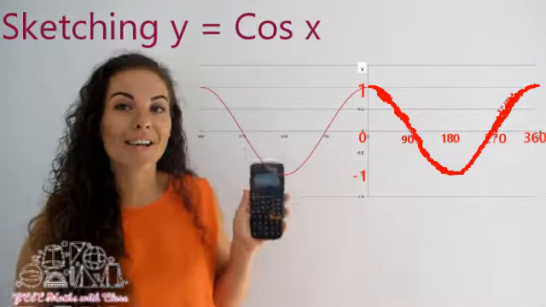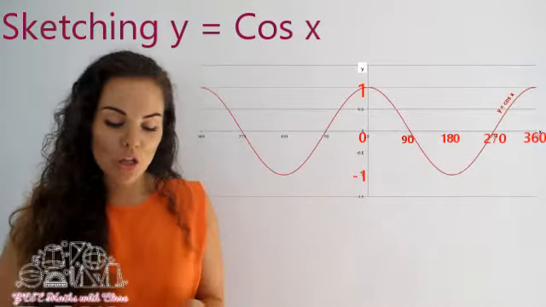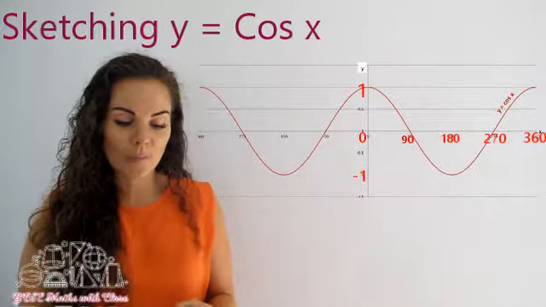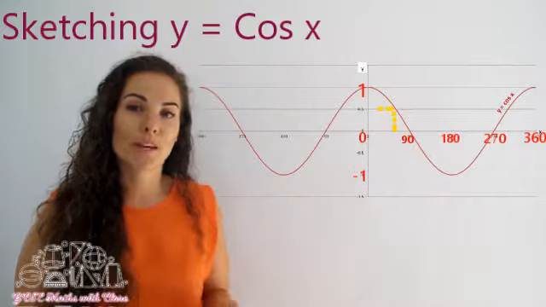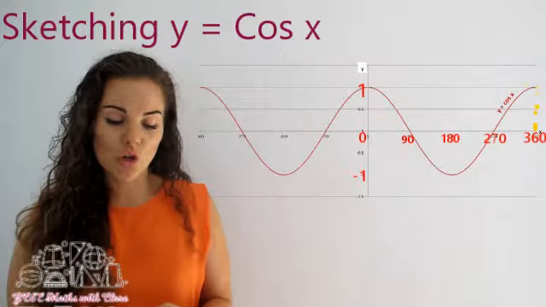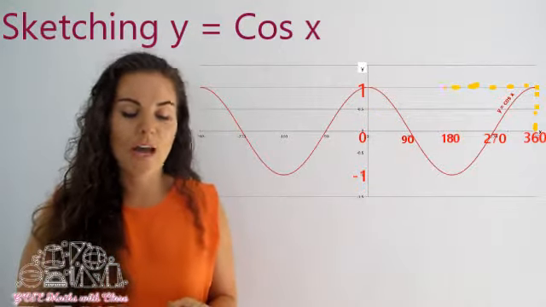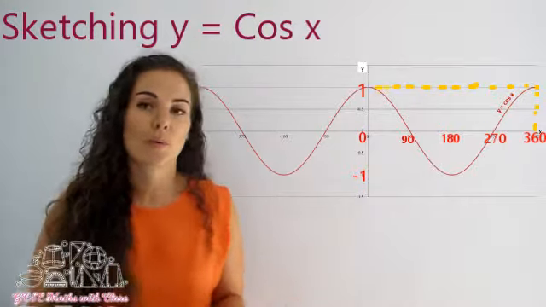And again, our calculator will help us understand the curve. So if I put cos 60, I'll see that cos 60 is a half, and this corresponds to this point here. If I say cos of 360, for example, I'll get 1, and that corresponds to that last point there.